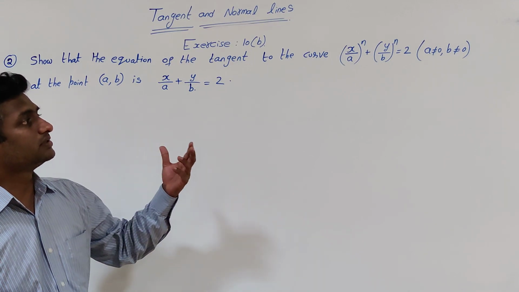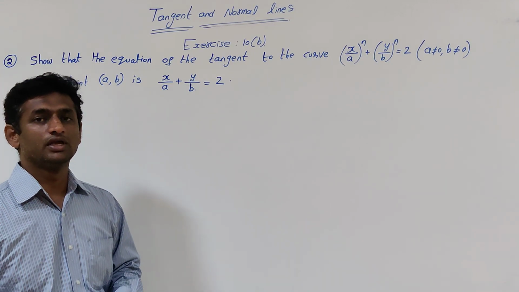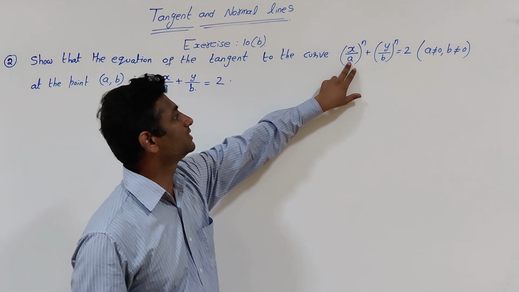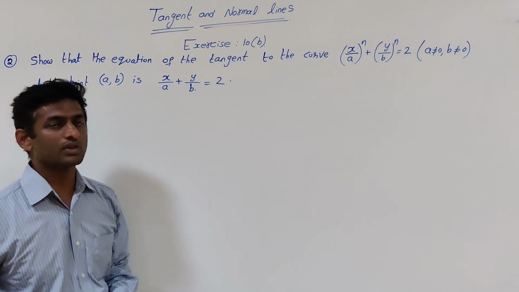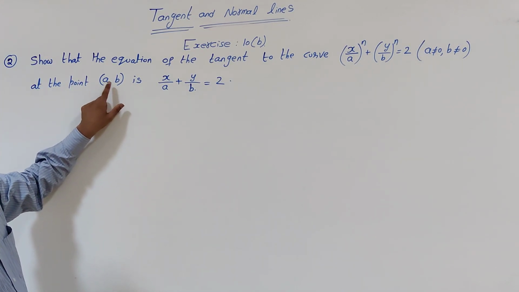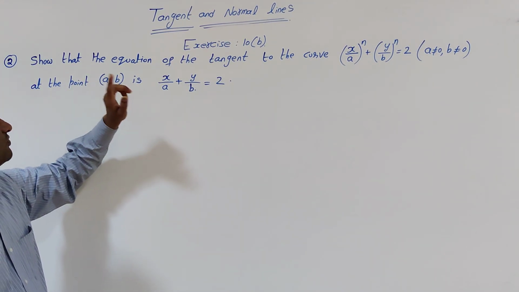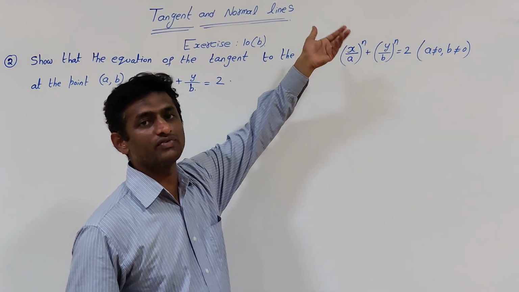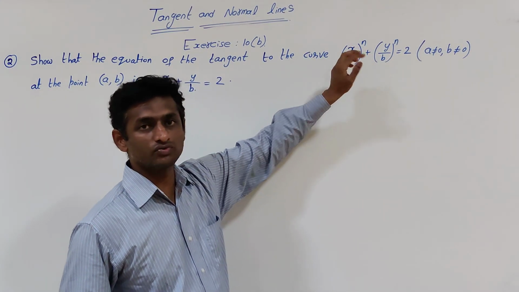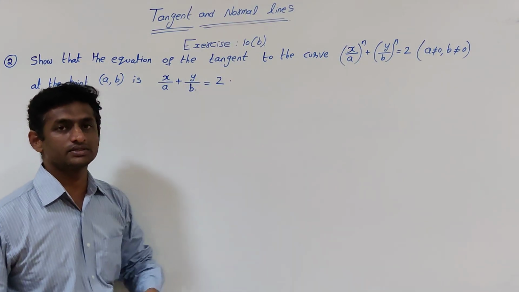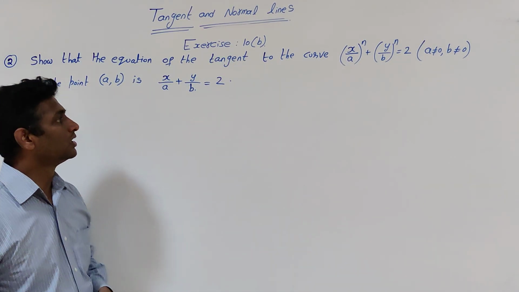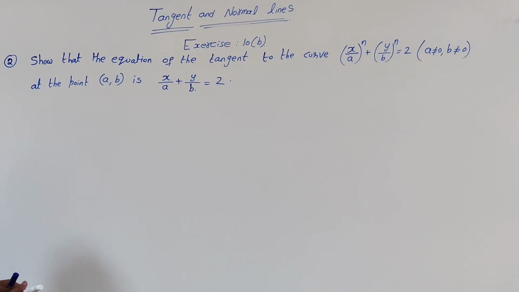So why are both a and b not equal to 0? If they are equal to 0, then this curve is not defined. If you substitute a equal to 0, then it is not defined. Now, if you substitute (a, b), where x is a and y is b, (a/a)^n means 1 to the power of n is 1, plus 1 to the power of n is also 1. 1 plus 1 is 2. That gives the right hand side. So (a, b) is a point which satisfies the curve. Now we will find the equation of the tangent and show that this is the equation.